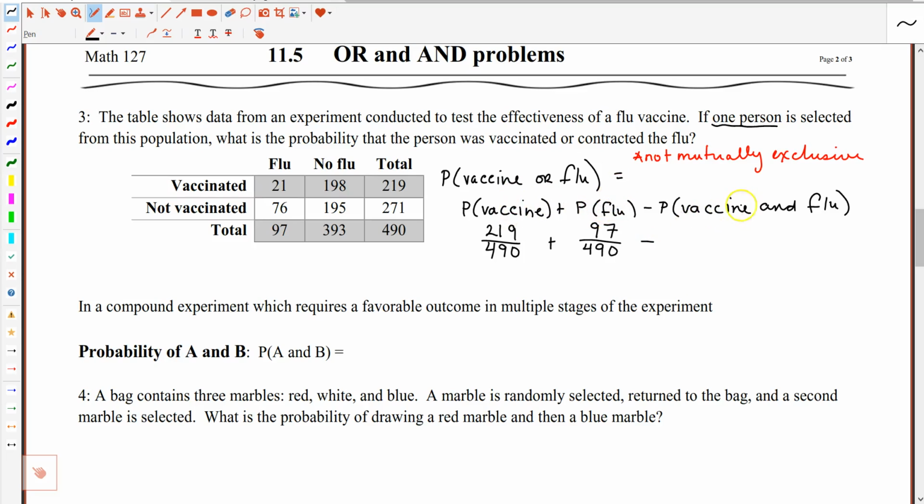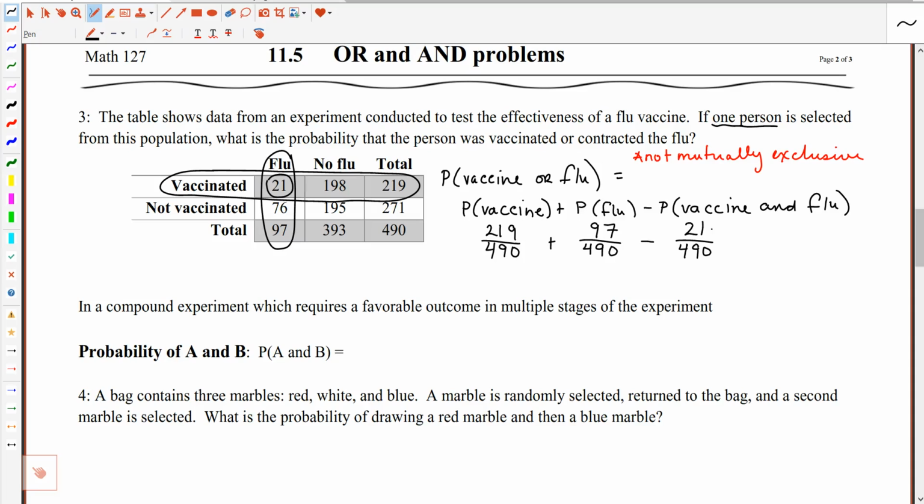Now over here, this is where we're going to make sure to not double count anybody. Who satisfied both? They had to be vaccinated and they had to have gotten the flu. The vaccinated people are across this top row right here. Who in that also satisfied having the flu? It would be these 21 people right here. So 21 people were vaccinated and got the flu, so we just have to make sure we don't double count them.